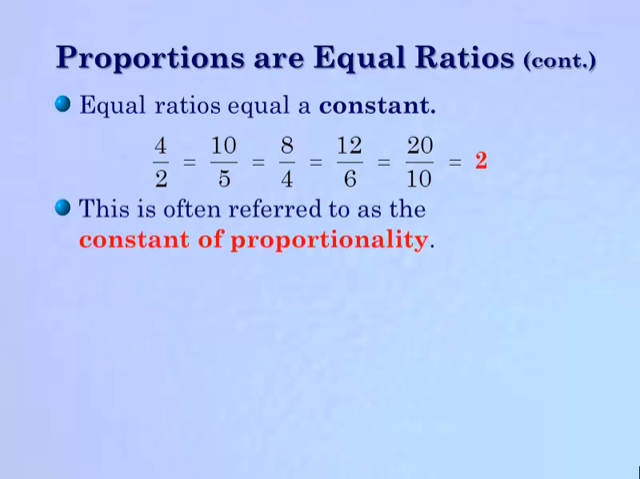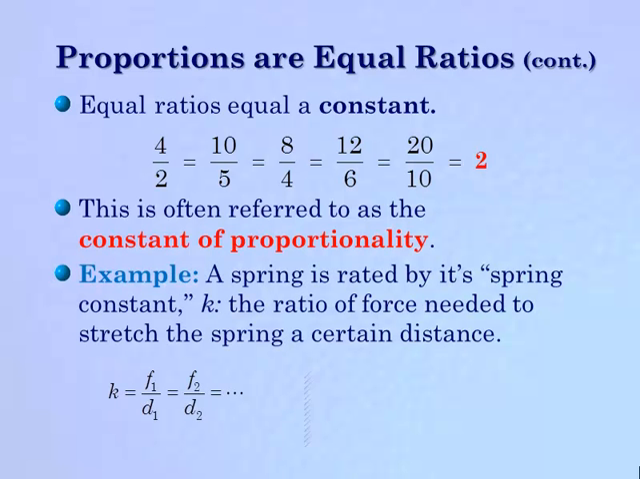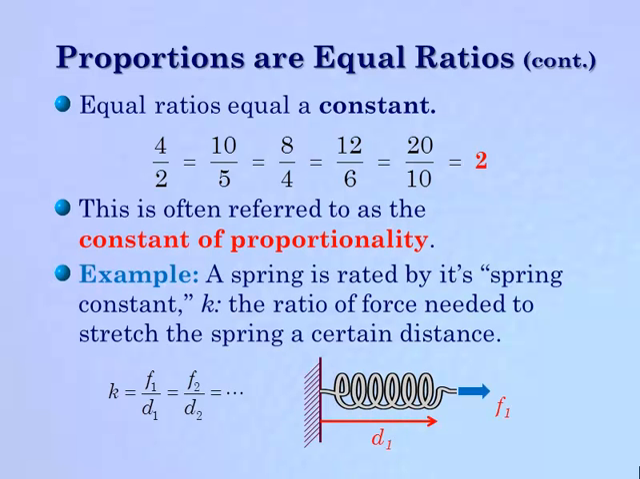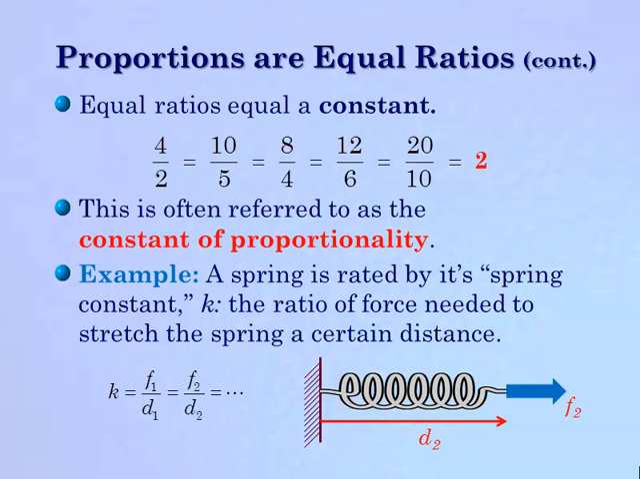So here's an example. Suppose we have a spring that's rated by its spring constant, the ratio of force needed to stretch the spring a certain distance. You'll see here that that constant is equal to the ratio of F1 to D1, or F2 to D2 if the spring is stretched, and so on. And so we have lots of different proportions that can come out of that, but it's always equal to K if the spring maintains its elasticity.